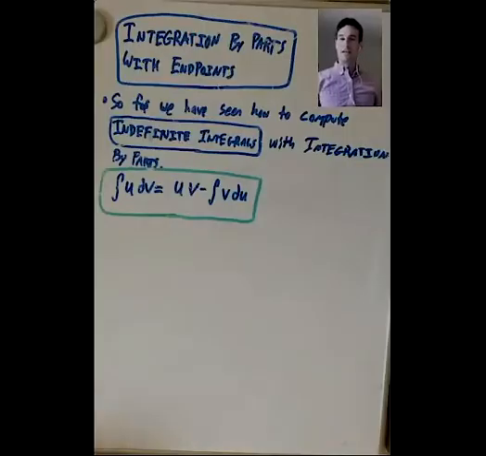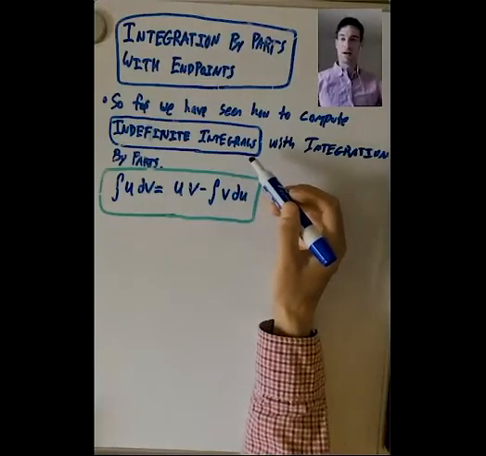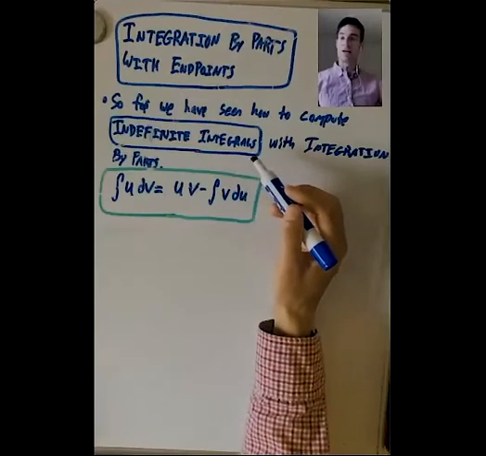So far, we've seen lots of examples of how to compute indefinite integrals with integration by parts. What I want to explain in this last video is how things change when you compute a definite integral with integration by parts. That is, how do things change when your integral has endpoints?